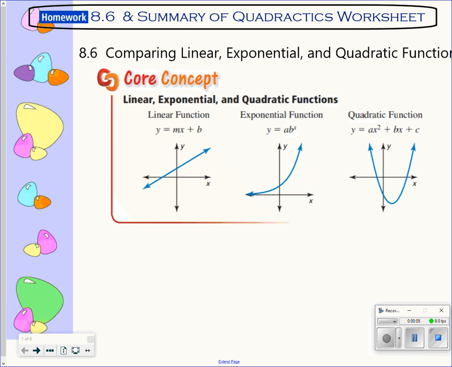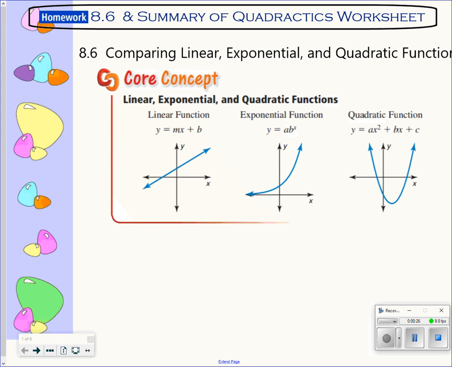Today we're going to do 8.6, which is basically comparing some of the different graphs that we have done this year. And then we're also going to do a summary of all the different quadratics, so in vertex form, standard form, and intercept form. So today's lesson is pretty easy. It's kind of that plus a little bit of review.